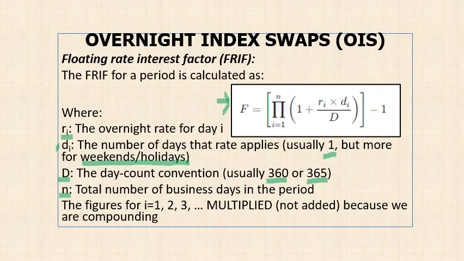The figures for i equal to 1, 2, 3, and so on, that is day 1, day 2, day 3, and so on, are multiplied, not added. You can see this symbol. This indicates that there is a multiplication, not addition. These figures are multiplied because we are compounding.